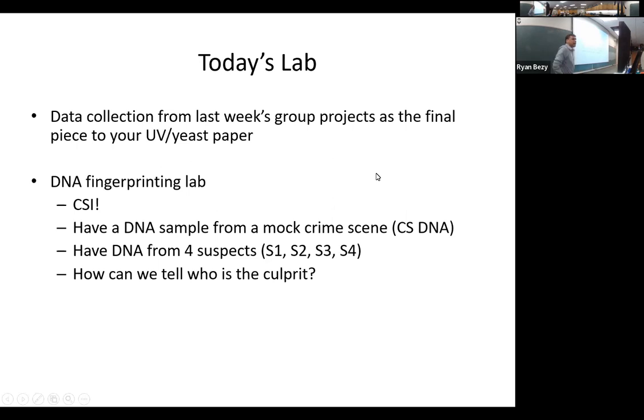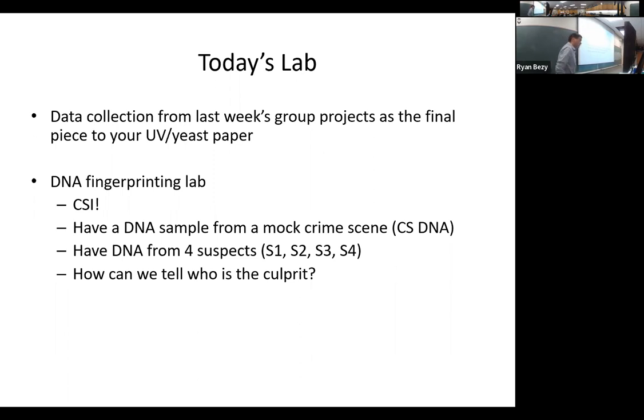So today's lab, again, we're going to focus on data collection from last week's group projects. So you do your colony counts. Those are going to be used on the UV yeast paper as well, which I will probably talk a little bit more about towards the end of class today. A description of that is posted to Brightspace, as well as the Dropbox for that.